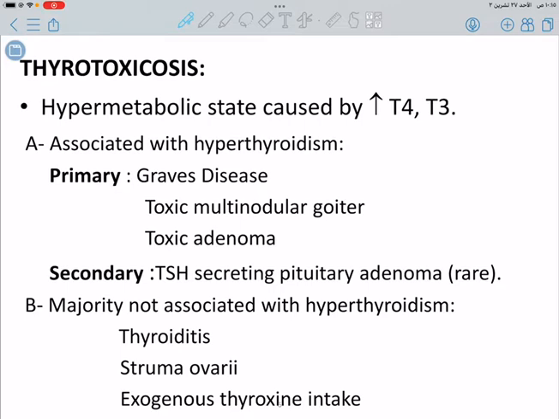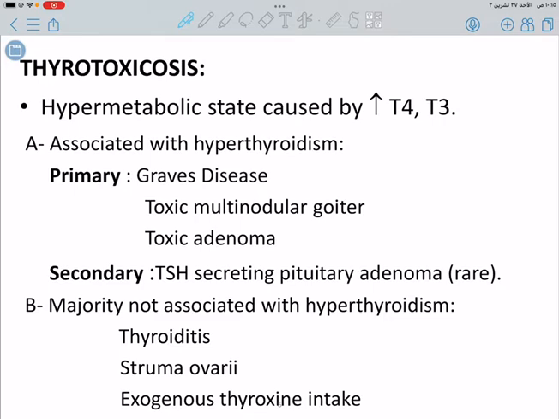So associated with hyperthyroidism means there is overproduction of T3 and T4, either due to causes inside the thyroid gland, which are examples Graves' disease, toxic multinodular goiter, and toxic adenomas. We will talk about all of them in detail. Or secondary to a pituitary stimulating hormone oversecretion that stimulates the thyroid to function more and leads to hyperthyroidism.